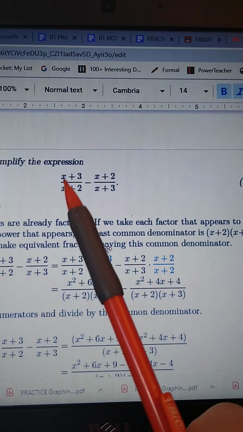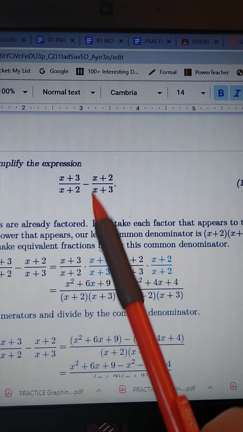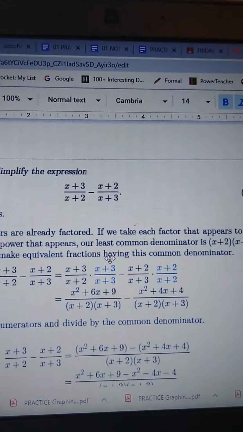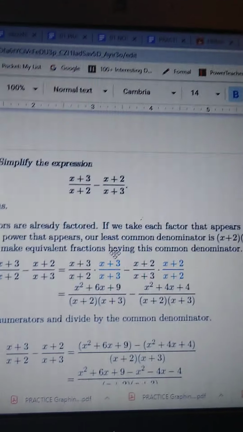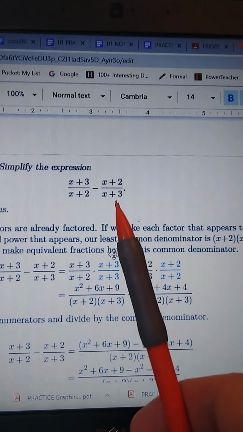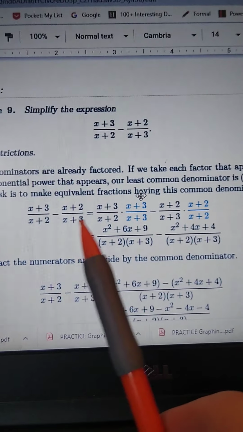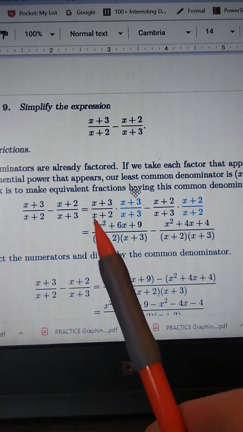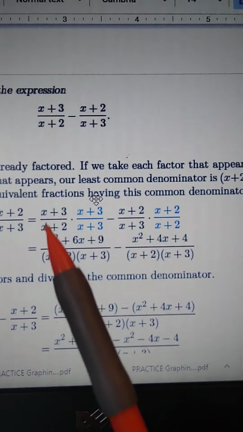Also, don't try to start canceling stuff like the x's. We learned multiple times now that you have to cancel factors, so we can't cancel anything here. All I have is two denominators that are totally different. So what do I do with these denominators? I'm going to try to make common denominators. So this side has x plus 2, this left side. So we're going to focus in right here, this work.